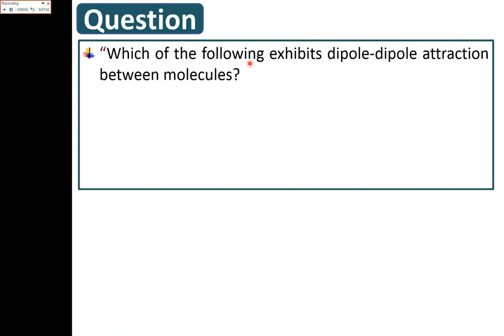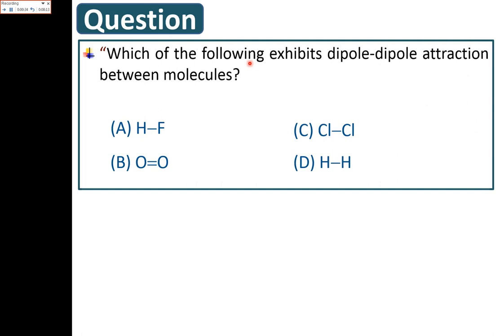Which of the following exhibits dipole-dipole attraction between molecules? This is very important actually. The molecules that will exhibit dipole-dipole attractions should have a difference in the electronegativity of the forming atoms. So the first one is HF, the second one is oxygen molecule O2, the third one is chlorine molecule Cl2, the fourth one is hydrogen molecule H2.